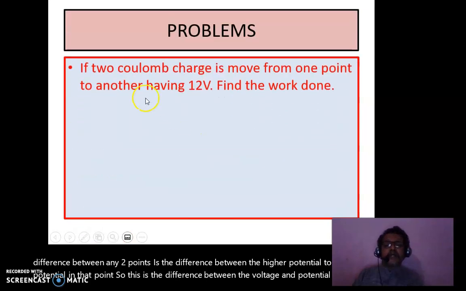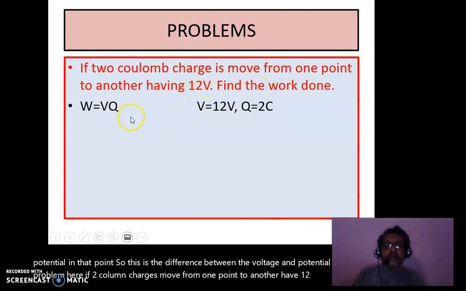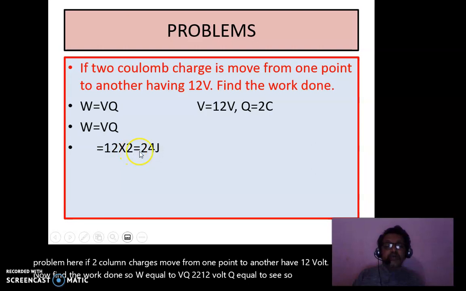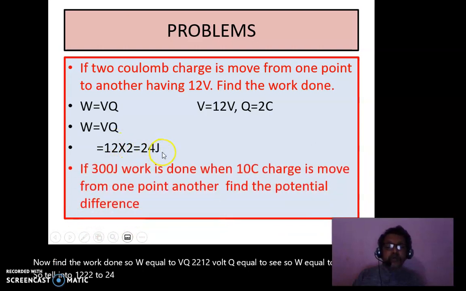So problem here: if 2 coulomb charge moves from one point to another having 12 volt, now find the work done. So W equal to VQ, V equal to 12 volt, Q equal to 2 C. So W equal to V into Q. So 12 into 2, 24 J. So work is 24 joule.